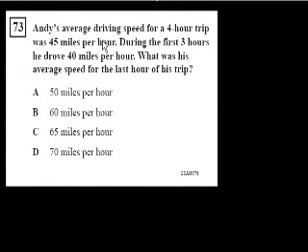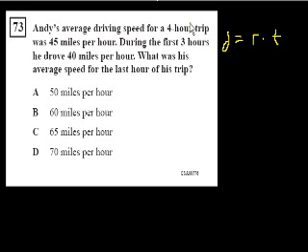Andy's average driving speed for a 4-hour trip was 45 miles per hour. During the first 3 hours, he drove 40 miles per hour. What was his average speed for the last hour of his trip? Okay, so distance is equal to rate times time.